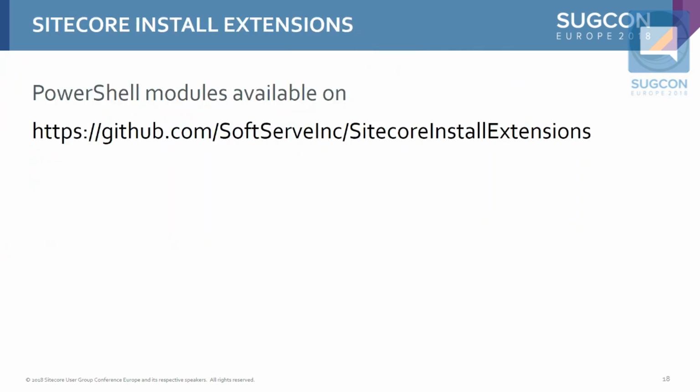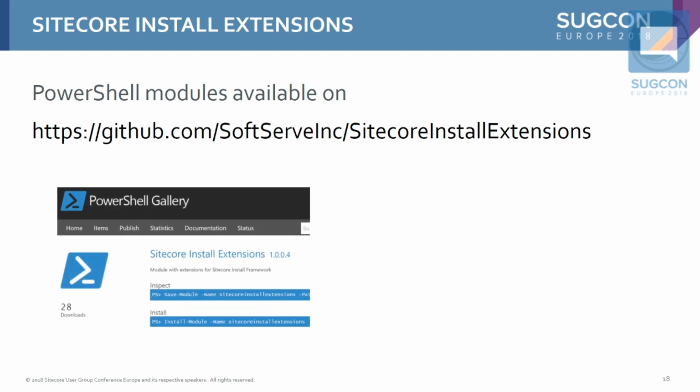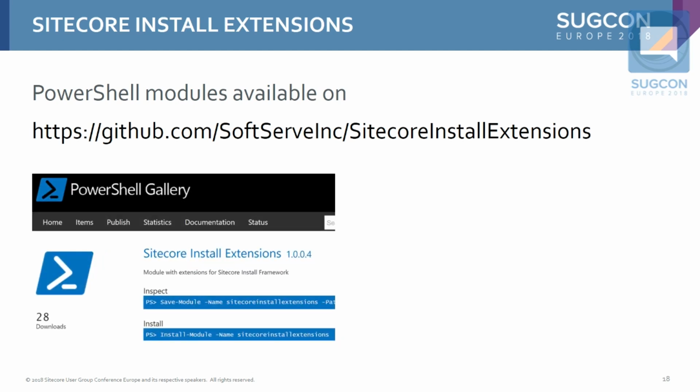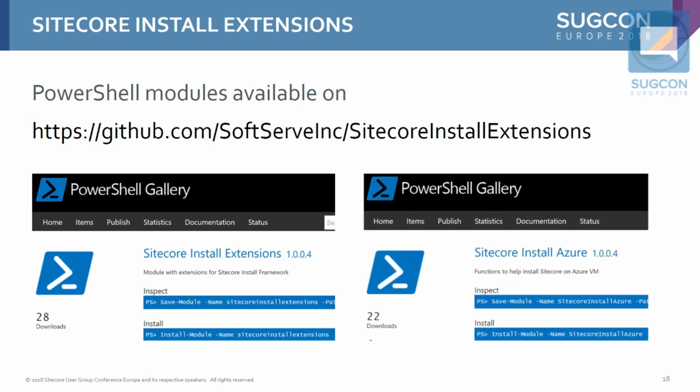And with more features, we can cover more needs required by the Sitecore installation process. This module is available on GitHub. For now, we have two modules, the core module, Sitecore Install Extensions, and module Sitecore Install Azure, with some functionalities required by Azure, so supporting Azure Storage, supporting Azure Key Vault.